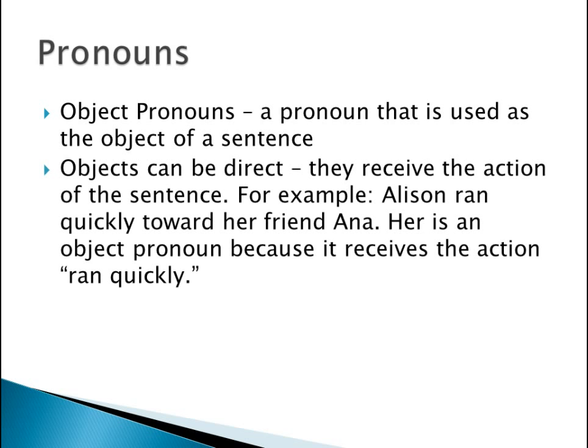Objects can be direct. In other words, they are receiving the action of the sentence. So the verb in the sentence is acting directly upon whatever the object is. For example, Allison ran quickly toward her friend Anna. In this sentence, her, the pronoun her, is object form because it's receiving the action, which is ran quickly.